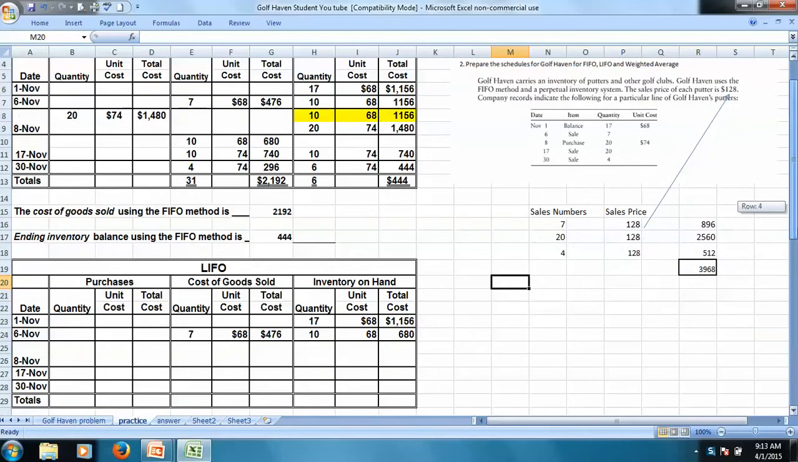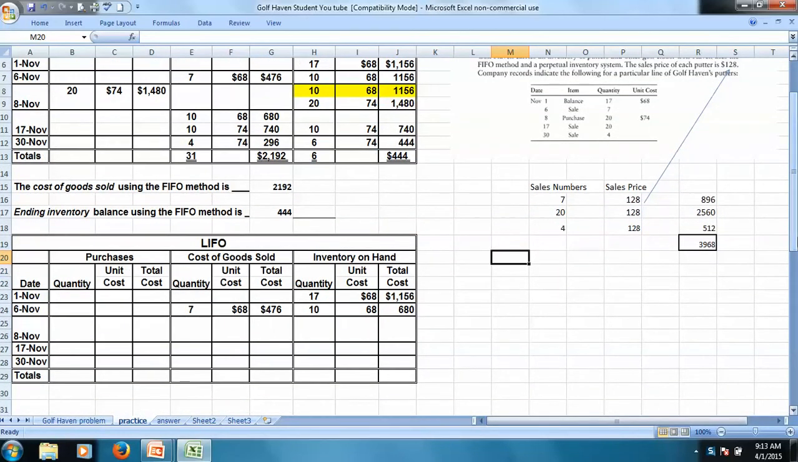And so under LIFO, it says that the last putters in are the first to go out. So we start out, we still had 17 putters sitting in at the beginning of the month at $68. That's the same. Nothing has changed. That's for beginning inventory balance.